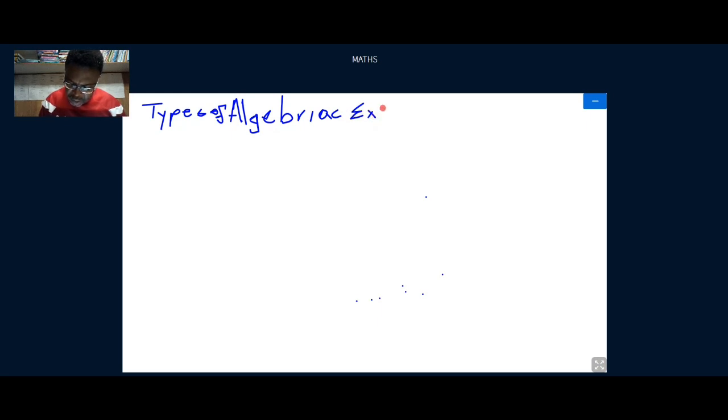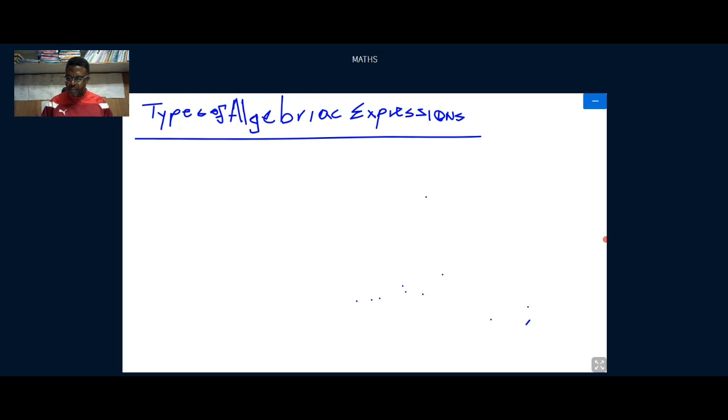Types of algebraic expressions. The types of algebraic expressions, there are 3 of them.